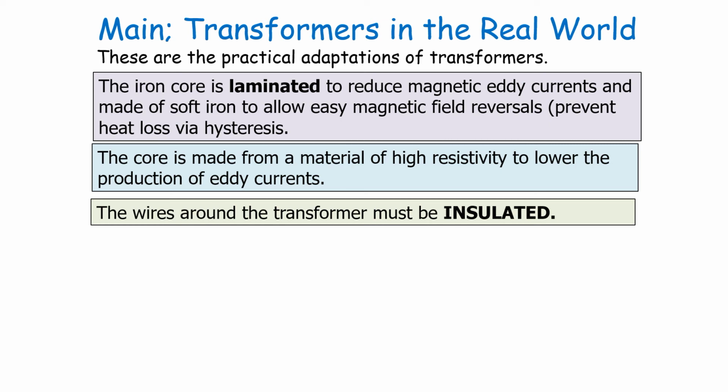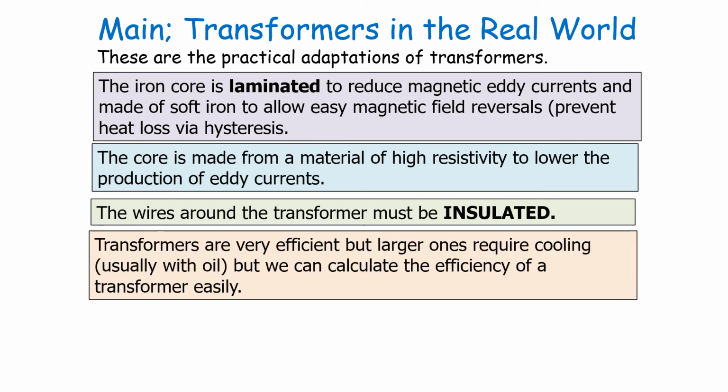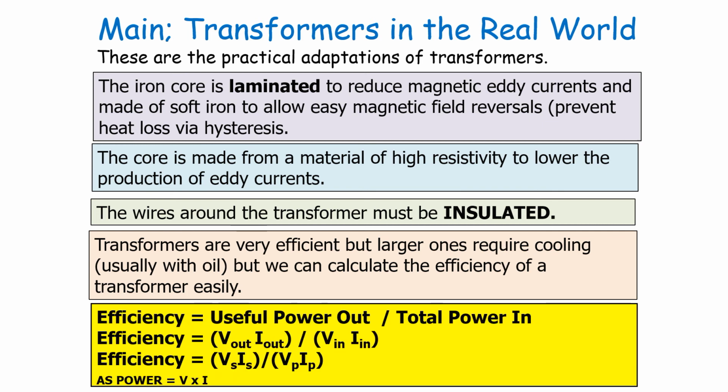Now, we also know that transformers are very efficient, but larger ones require cooling, usually with oil, but we can calculate the efficiency of a transformer easily. We know that efficiency is equal to useful power out over total power in. So therefore, it's V out times by I out over V in times by I in, or we can consider in terms of primary and secondary, it's VS times by IS over VP times by IP.